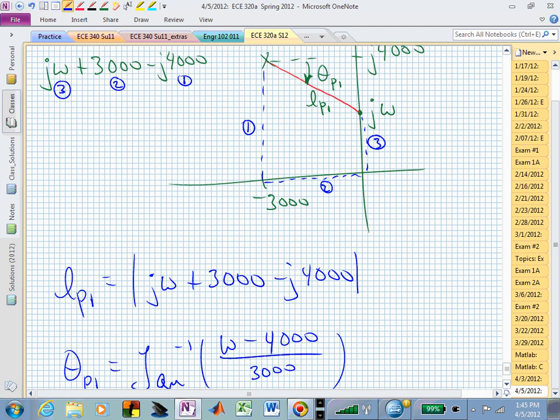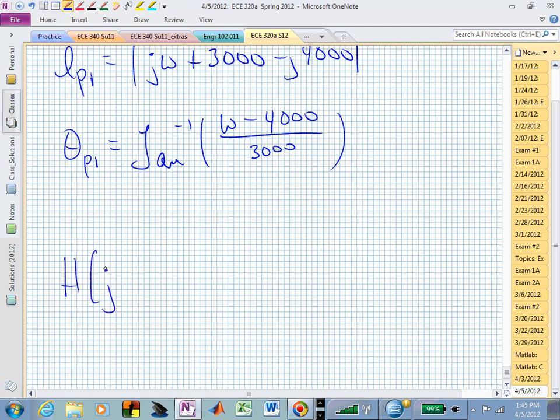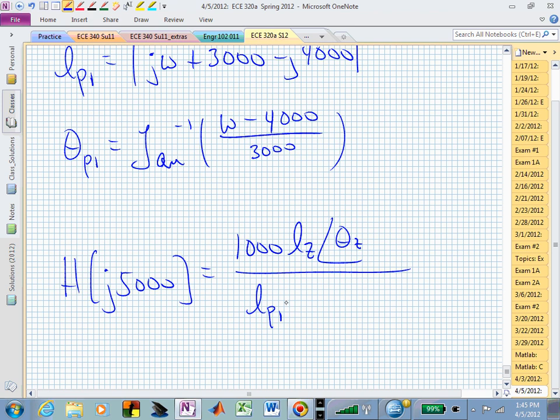If we wanted H, let's say H of j 5,000, it's going to be 1,000 times L sub z at an angle of theta z, over L sub P1 at an angle of theta P1, L sub P2 at an angle of theta P2. Now we can multiply and divide those numbers, if they're in the numerator and denominator, and add and subtract those angles, depending on where they are, to obtain the eventual complex number graphically for the transfer function.